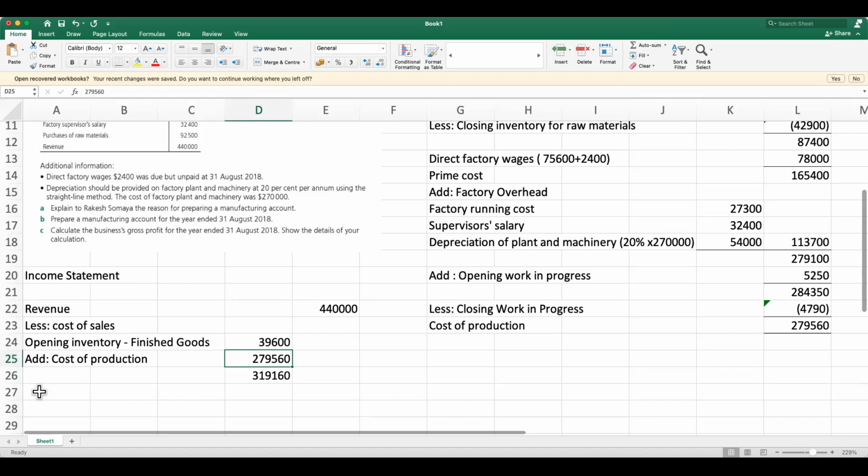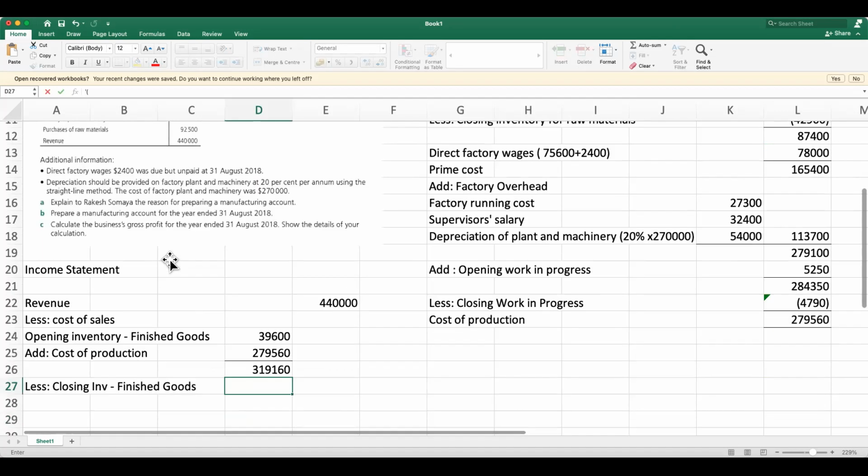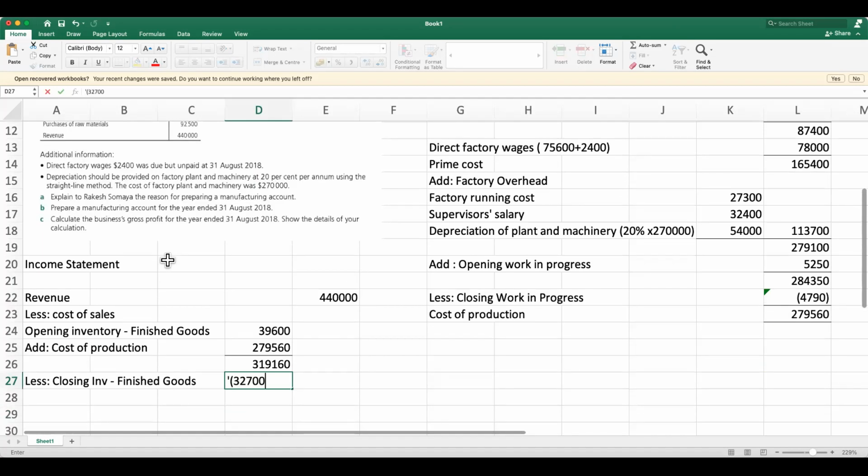You get that amount, and then you need to reduce your closing inventory. Finished goods, which is, let's put here, 32,700. This amount will be on your right. And then you just draw a line to show the calculation. This amount will come here. Remember, we are reducing our cost of sales here. So we need to put this in the bracket as well. 286,460.